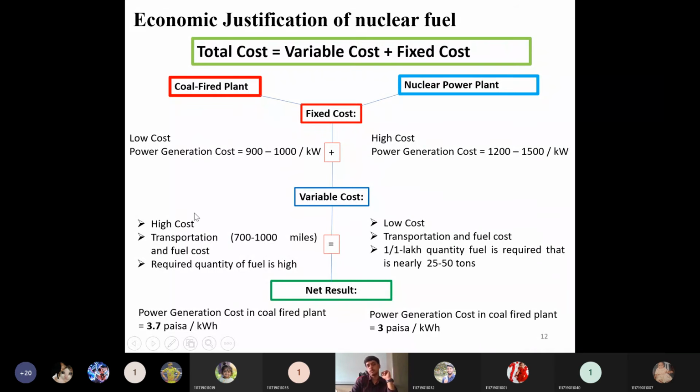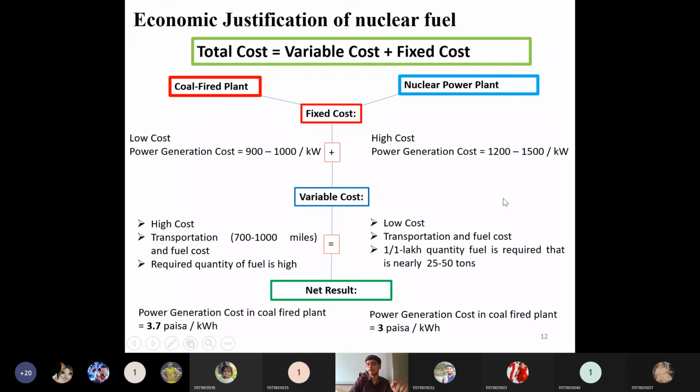Then the transportation. See, usually the coal mines will be located far away, around 700 to 1000 miles away. And the fuel cost, the coal cost, is also very high. The transportation cost is also very high.